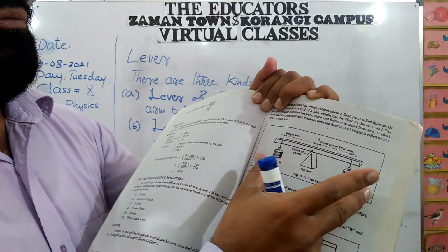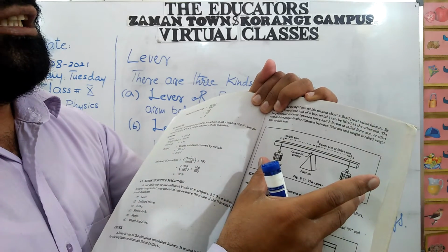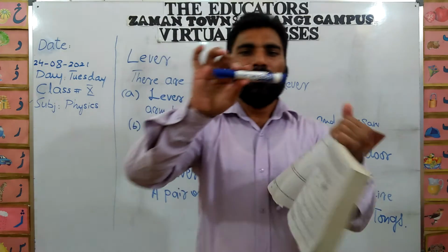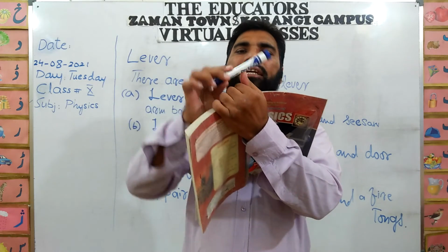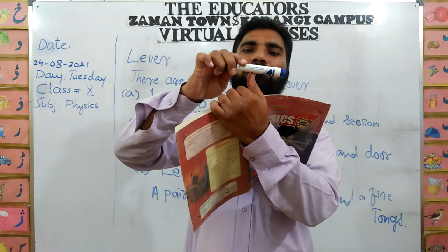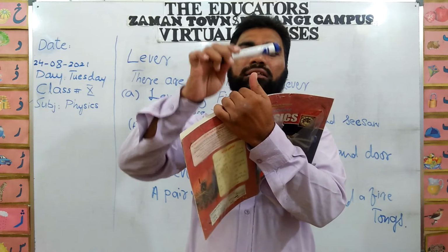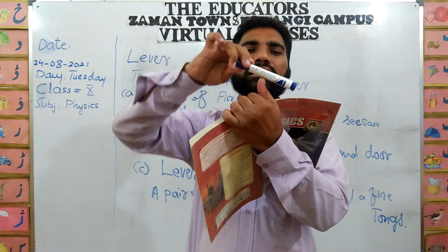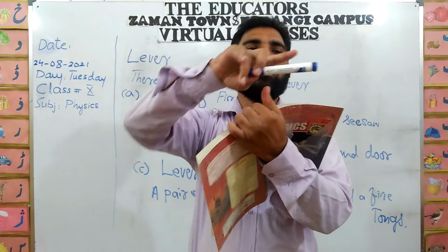So this is the simplest form of the lever. For example, over here is a marker. The marker is rotating about this point, my thumb. My thumb is the fulcrum. The effort we are applying over here is lifting the load on the other side.